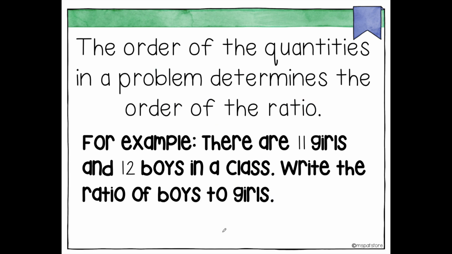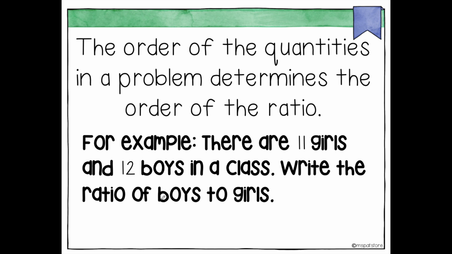The order of the quantities in a problem determines the order of the ratio. That's why it's so important to pay attention to the question at the end. What kind of ratio are they asking you? Let's see. In this example, it says, there are 11 girls and 12 boys in a class. Write the ratio boys to girls.